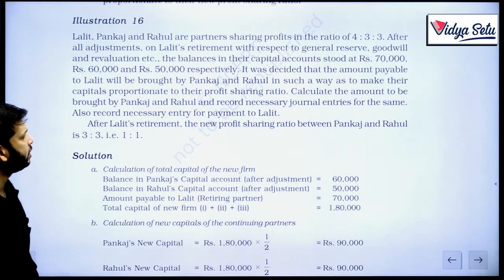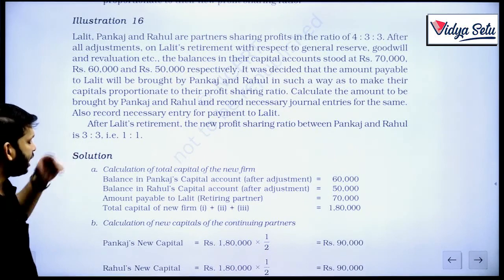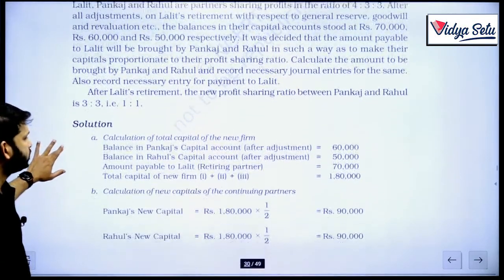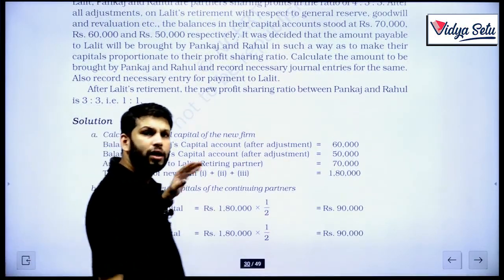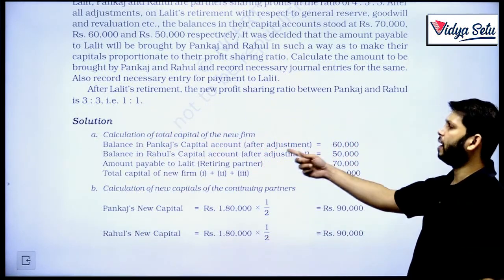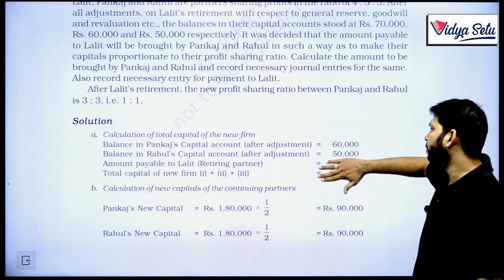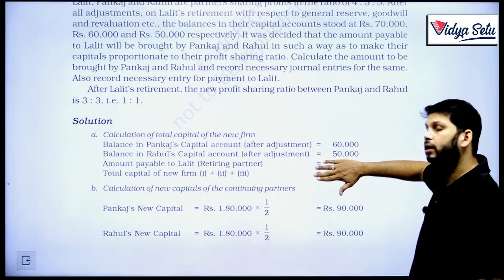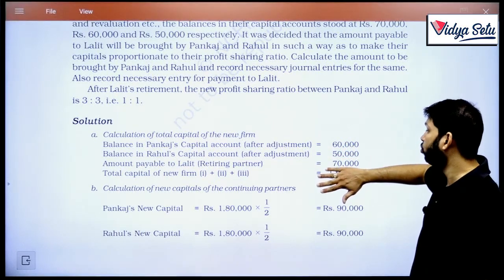Also record the necessary entry for payment to Lalit. After Lalit's retirement, the new profit sharing ratio between Pankaj and Rahul is 3:3, that is 1:1. So let's find out what should be the total new capital of the firm. Balance in Pankaj is 60, balance in Rahul is 50. So 60 plus 50 plus what are they going to bring?